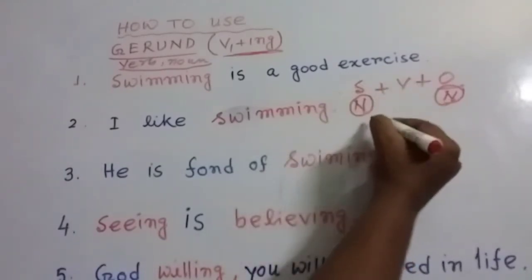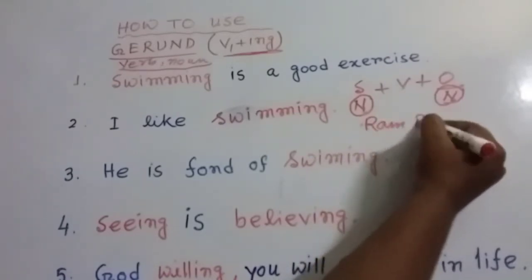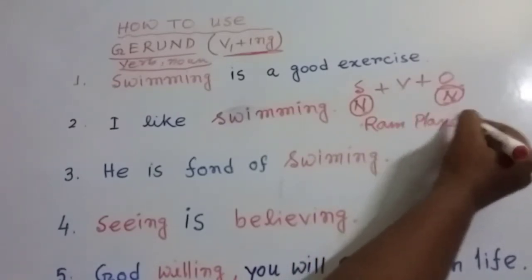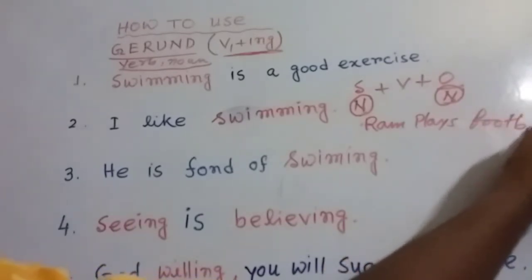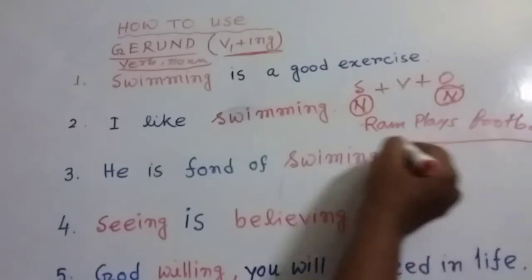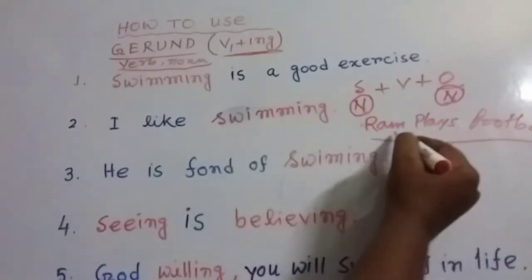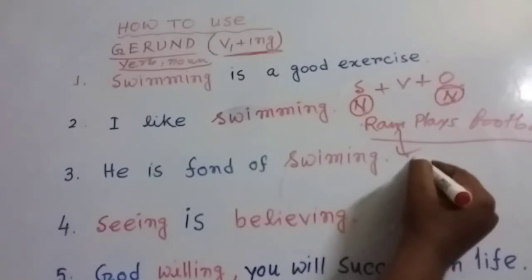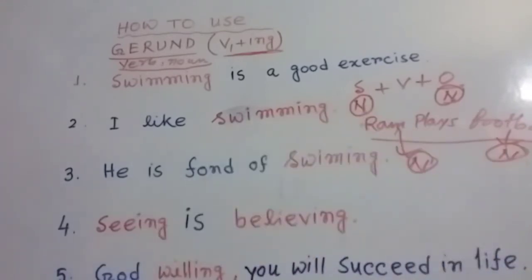Just like this one, Ram plays football. My dear friends, Ram plays football. This is the sentence. And here you can see this is the subject. It is a noun, and this is an object. It is also a noun. So these two places are the best for nouns.